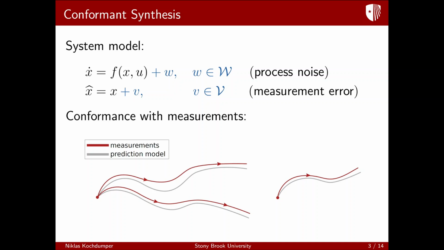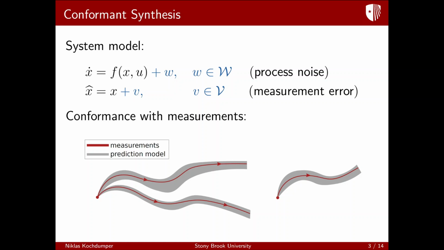And then if we predict with an uncertain model, instead of a single trajectory, we get a reachable set out of it. And then this reachable set should contain all measurements that we took from our real system. And if this is the case, then we say the model is conformant. And that's what our paper is about, conformant synthesis.